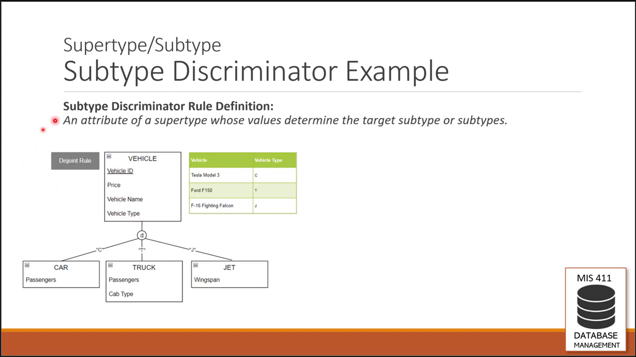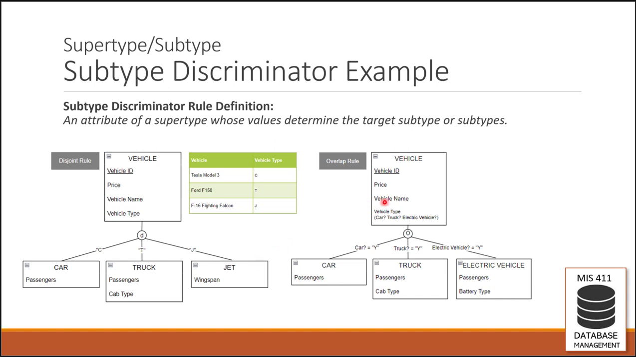So remember, with a subtype discriminator, you have one attribute, essentially, which dictates which of the subtypes an entity instance is. So for a Tesla Model 3, the vehicle type value would be a C for car. For a Ford F-150, it would be a T for truck. For an F-16 Fighting Falcon, I actually had to look that up, it would be a J for jet. Nothing can be both a car and a jet. I don't think that exists, but at least according to this rule, because it's a little d, it's disjoint, nothing can be more than one of these things.